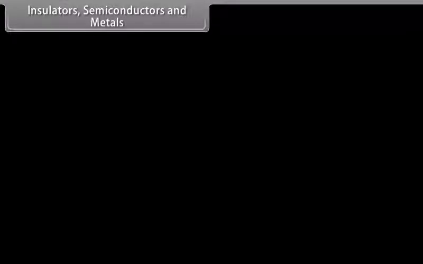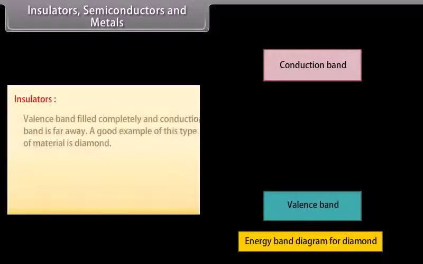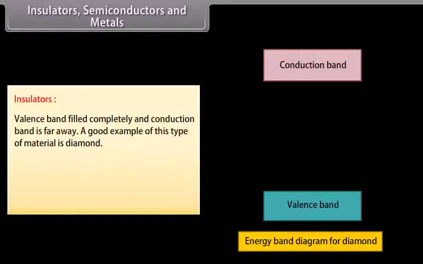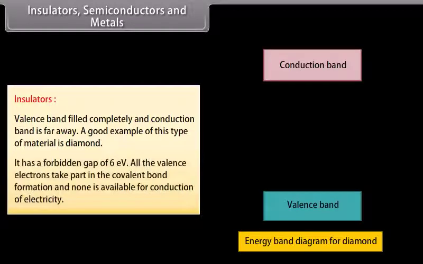Insulators, semiconductors and metals. On the basis of the band theory of solids, the solids are classified as insulators, semiconductors and metals. Insulators. Valence band filled completely and conduction band is far away. A good example of this type of material is diamond. It has a forbidden gap of 6 electron volts. All the valence electrons take part in covalent bond formation and none is available for conduction of electricity.